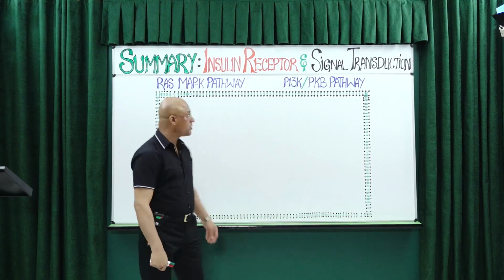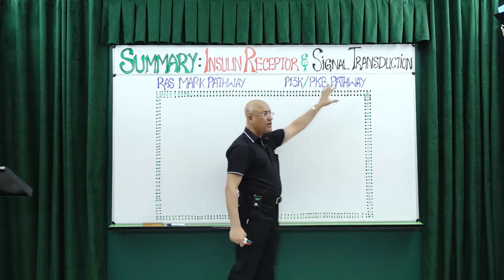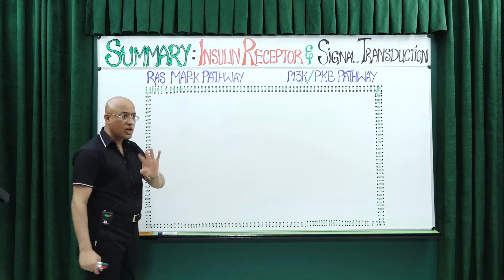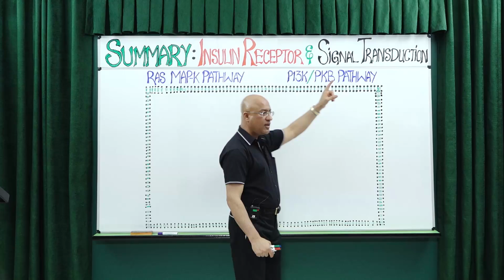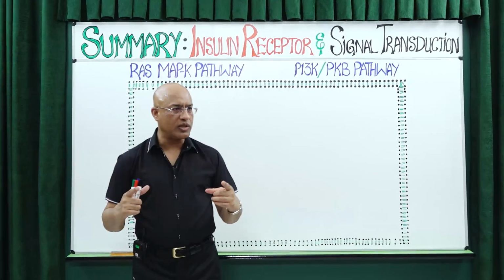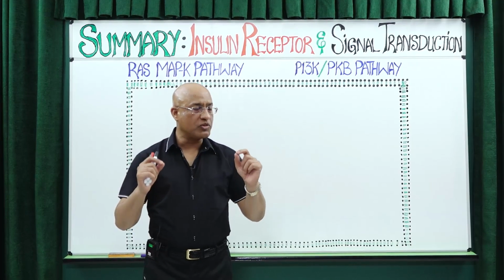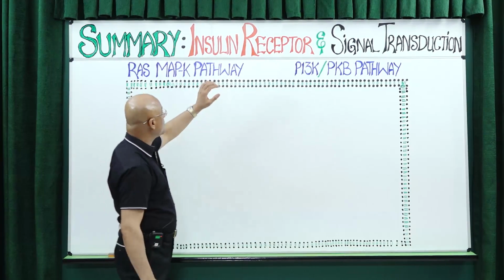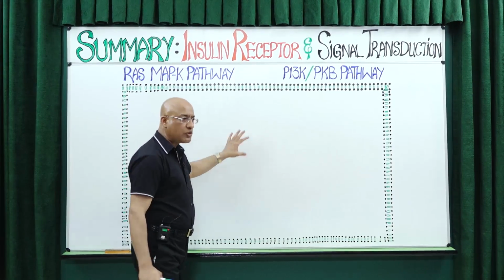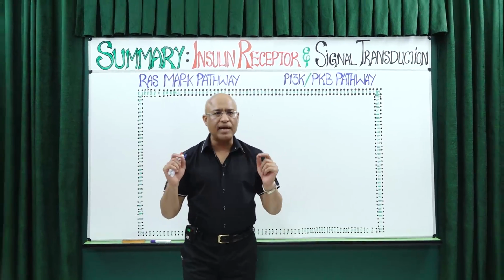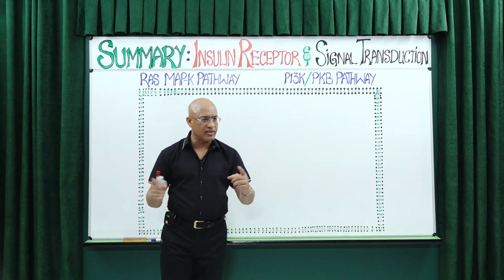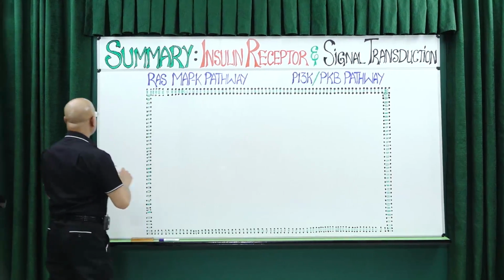Today we are going to talk about insulin receptor and signal transduction. This lecture is basically a summary of the previous 4 lectures on insulin receptors and signal transduction. We have already recorded 4 lectures where we explain in detail the structure of the insulin receptor and how it gives intracellular signaling. But in today's lecture, we are going to have a summary of those previous 4 lectures, so this lecture will have a little faster pace. Let's start very briefly.